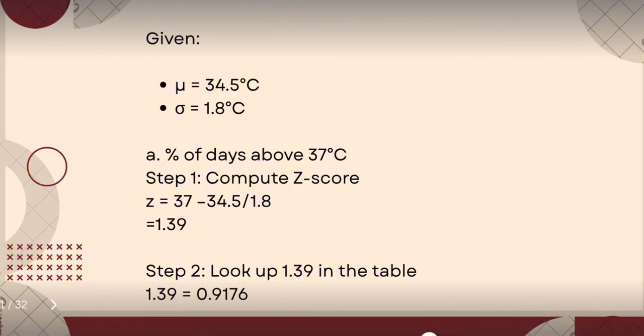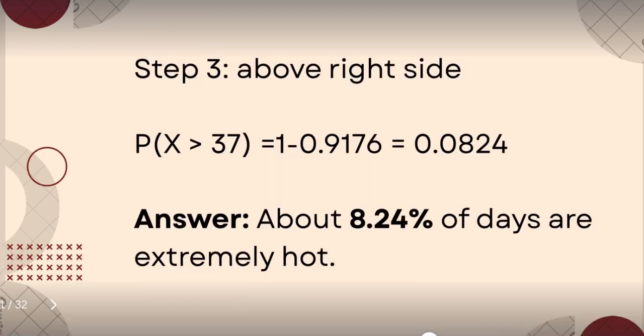So doon na papasok yung step 2. Yung step 2, look up 1.39 in the table. Yung table natin, which is yung z table, hahanapin lang natin doon kung ano yung area ng 1.39. And sa z table na yon, makikita natin yung area niya is equal to 0.9176. After that, let's move on to step 3. Above right side. Above right side yung hinahanap natin eh.